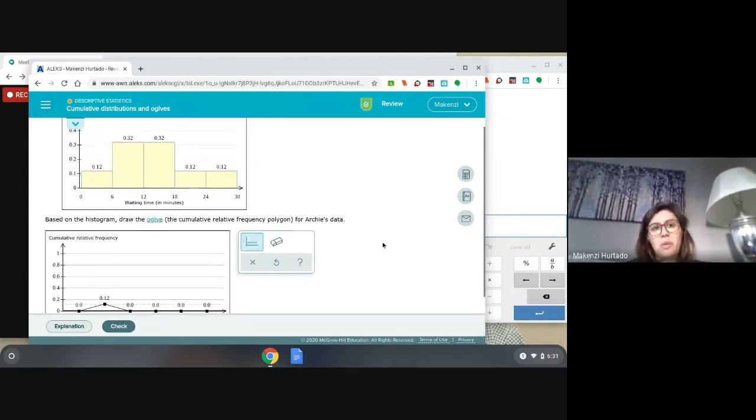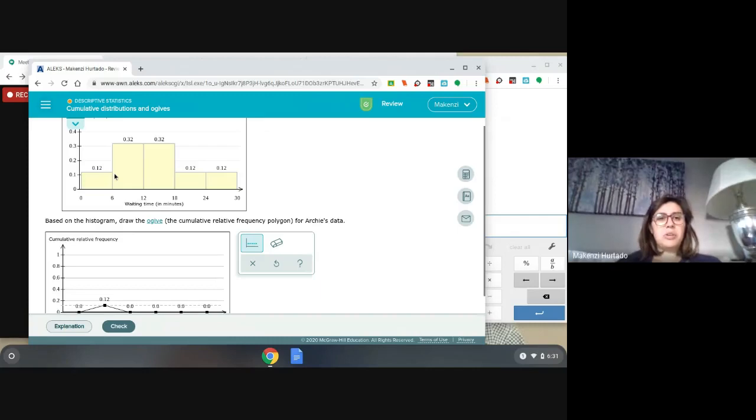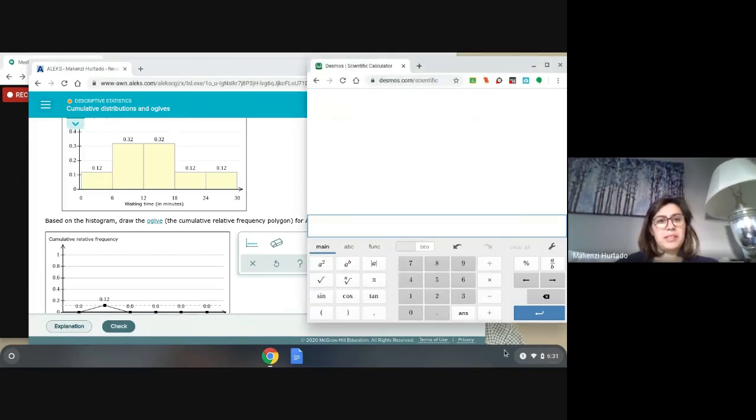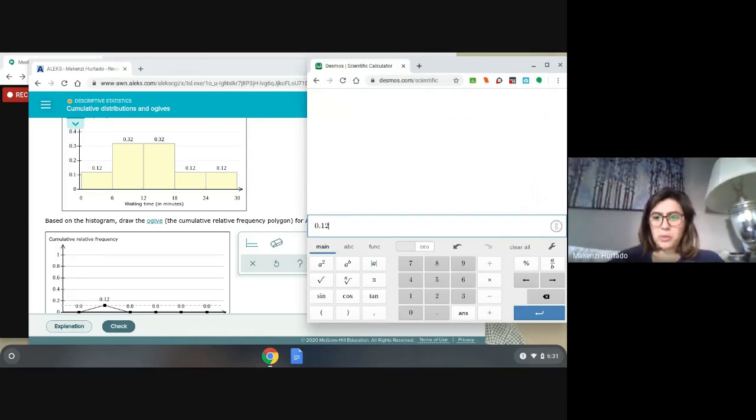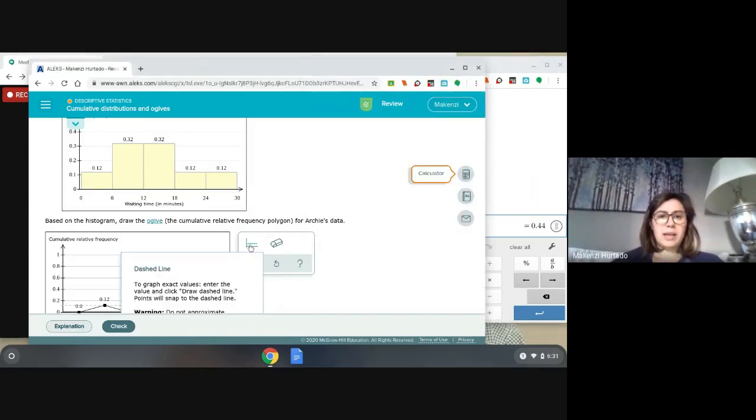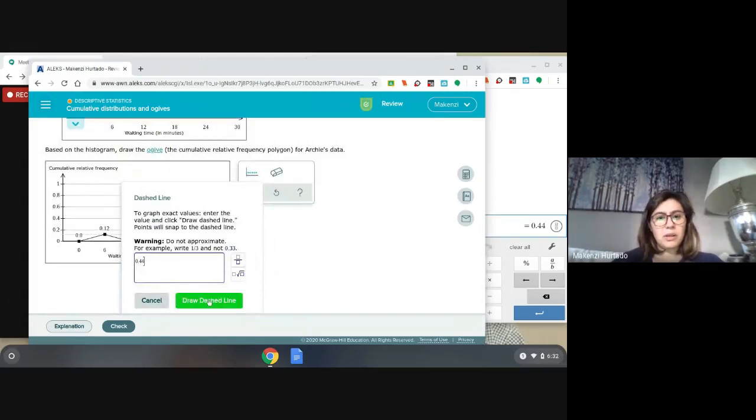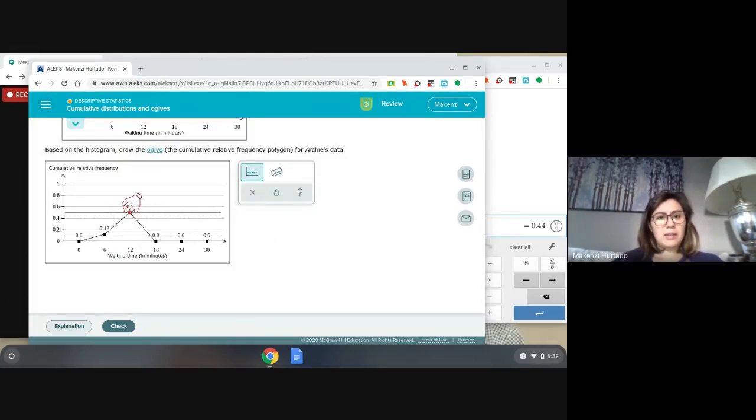As I said before, we are going to be doing a cumulative frequency, which means we are going to be adding on. So at 12, we're not just looking at the 0.32, we're looking at these two numbers added together. You can add them together in your head, or you can use your calculator if it's a little bit easier. Mine's not popping up, so I'm going to use my Desmos Scientific calculator. So I put in 0.12 plus 0.32. I get 0.44. Again, I go to my drawing line, 0.44, draw the dashed line, and drag up at 12.